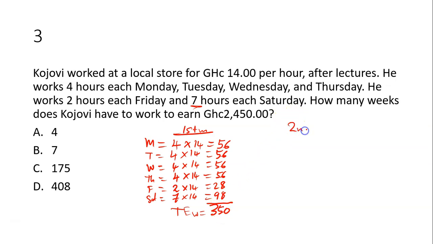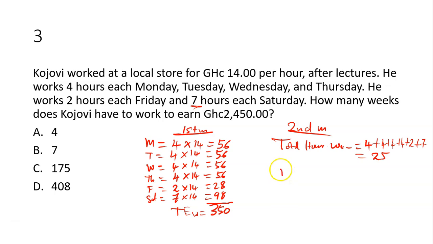Now for the second method of getting the total earning for the week, what we do is we find total hours worked for the week. So total hours for the week should be Monday, which is 4 hours, plus Tuesday, plus Wednesday, plus Thursday, plus Friday, which is 2, plus Saturday, which is 7. So when we add them together, we will get what? 4 plus 4 is what? 8, plus 4, 12, plus 4, 16, plus this, 18, plus 7, that's 25.